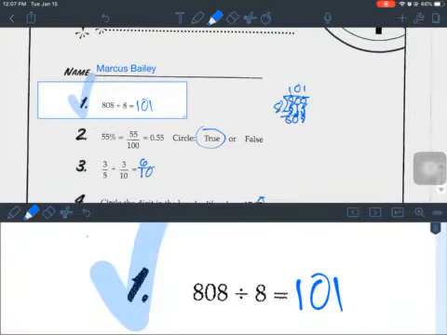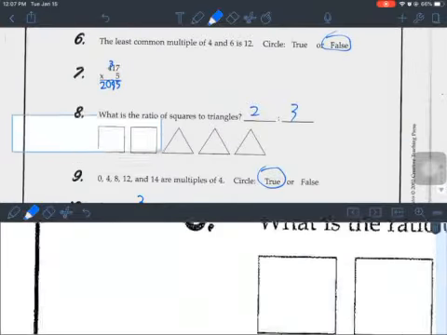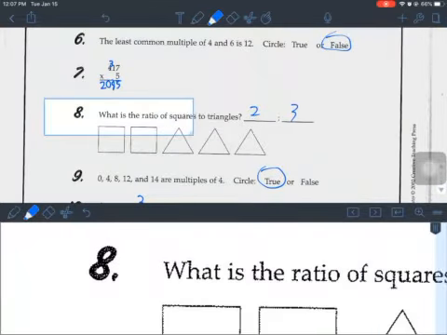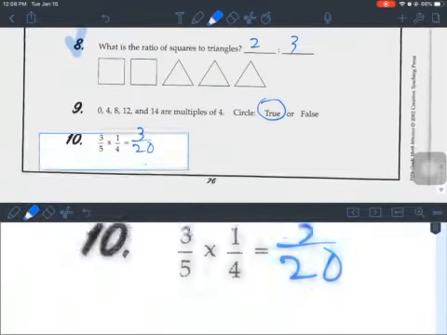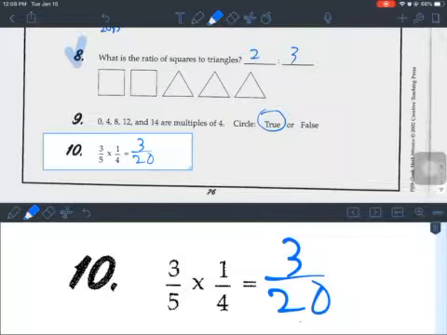Alicia, what number? 8. What is the ratio of squares to triangles? Alicia, how many squares are there? 2. How many triangles? 3. 2 to 3. If I tell you to read your answer for number 8, you would tell me it's 2 to 3. 2 squares for 3 triangles. Okay? Alicia, sign your name.